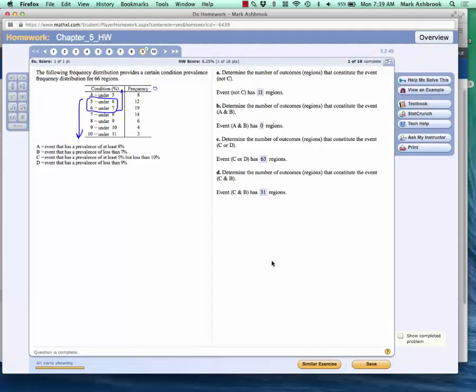Okay, questions on this one? So all the rest, you guys did real well. There was just a little bit of trouble with this. I would guess that it's the "and" that gets confusing.